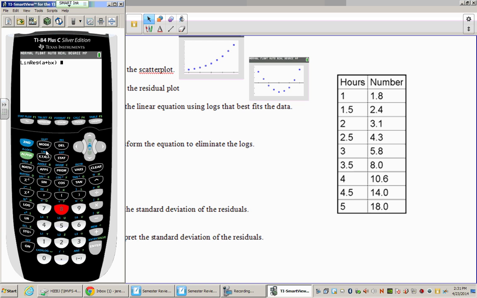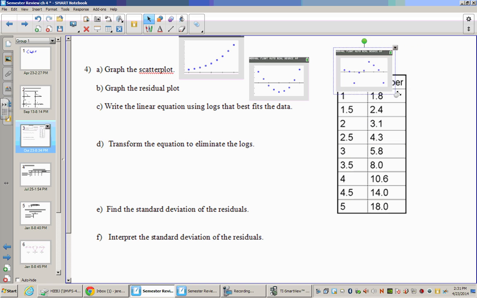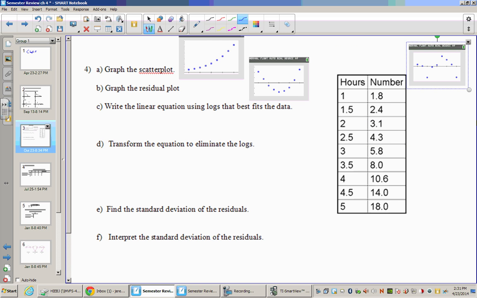So this is a linear regression with my x variables and the log of my y variables. When I do that, see my r squared and r are really high. Those are good indicators. And now I'm going to hit zoom 9. And this is my residual plot for log of y and x.